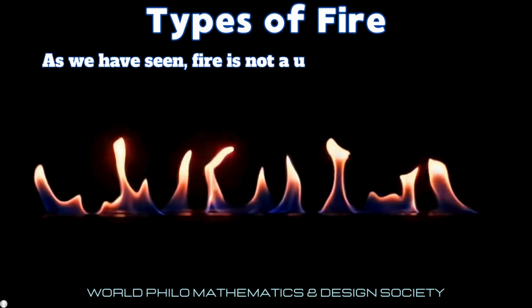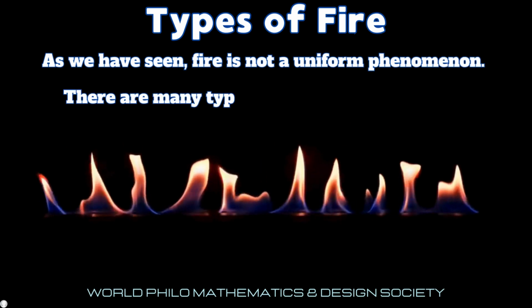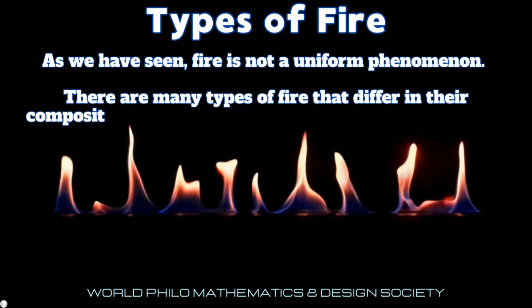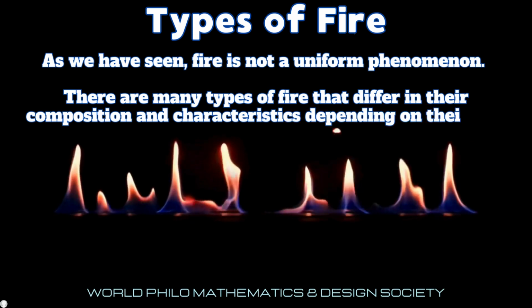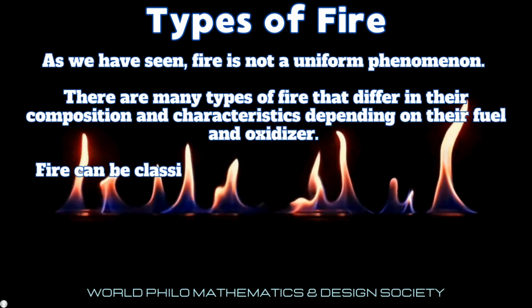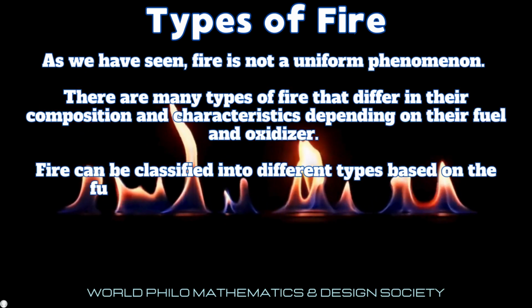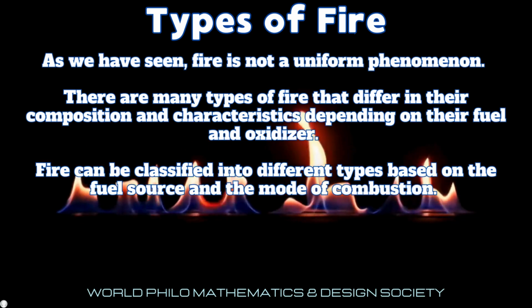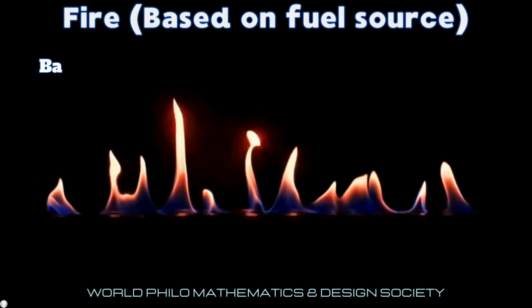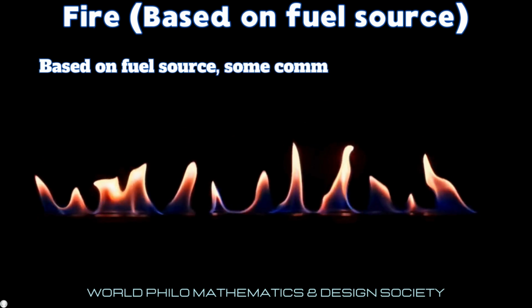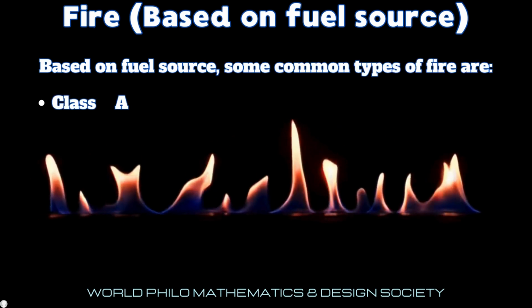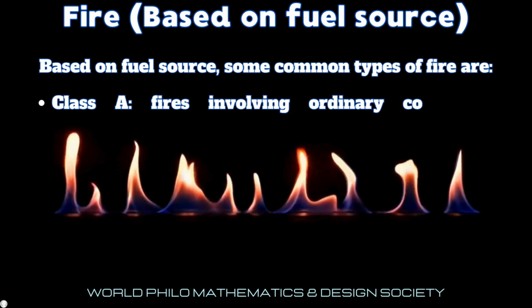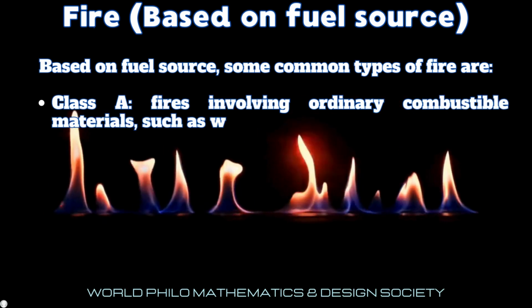As we have seen, fire is not a uniform phenomenon. There are many types of fire that differ in their composition and characteristics depending on the fuel and oxidizer. Fire can be classified into different types based on the fuel source and the mode of combustion. Based on fuel source, some common types of fire are Class A, fires involving ordinary combustible materials such as wood, paper, cloth.